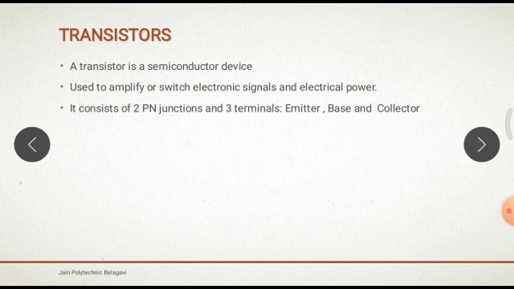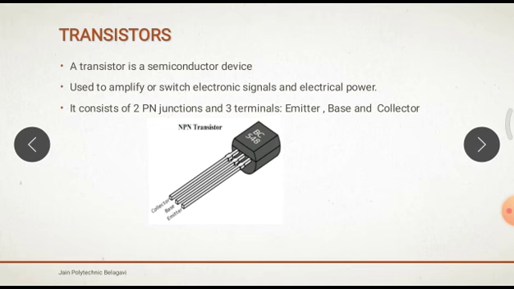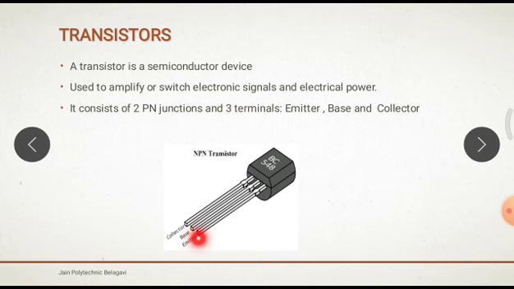It has 3 terminals, emitter, base and the collector, and it has 2 PN junctions. It is formed by sandwiching either P type or N type semiconductor between a pair of opposite types. I'll tell you about this next in the types of transistor. Why is it named transistor? It transfers the signal from low resistance to high resistance. I'll show how a commercially available transistor looks: emitter, base and the collector.